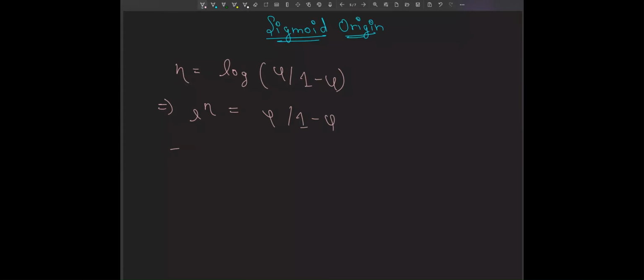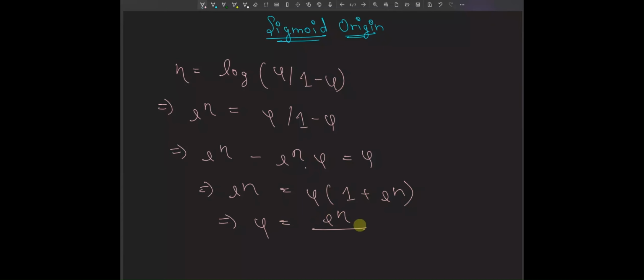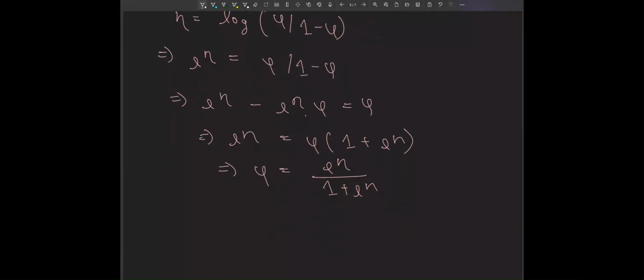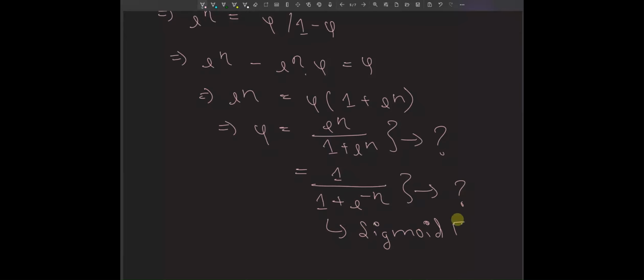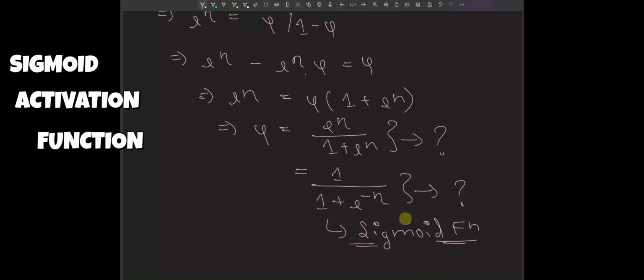this. We multiply both sides and we get this. Then we rearrange the terms and we get this. And finally we get our phi as e raised to power eta upon 1 plus e raised to power eta. What is this? Let me rewrite this as 1 upon 1 plus e raised to power minus eta. Now you know this? Yes. This is the sigmoid function or sigmoid activation function.